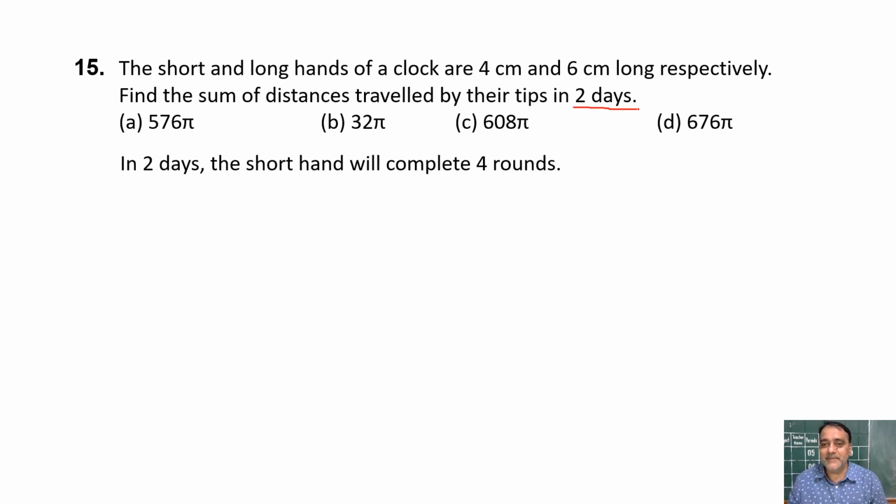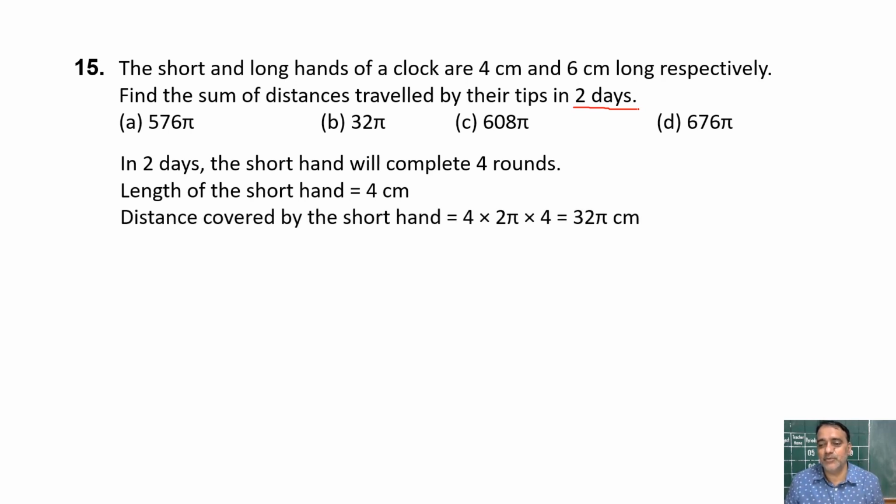Okay. Now you tell me length of short hand is given 4 centimeter. That will be the radius. Okay. And distance covered in 1 round is 2 pi r. That is 2 pi into 4. And 4 rounds. So you have to multiply with 4. So 4 into 2 pi into 4. That is 32 pi. Whether this is clear to all of you? Yes, sir. Okay.